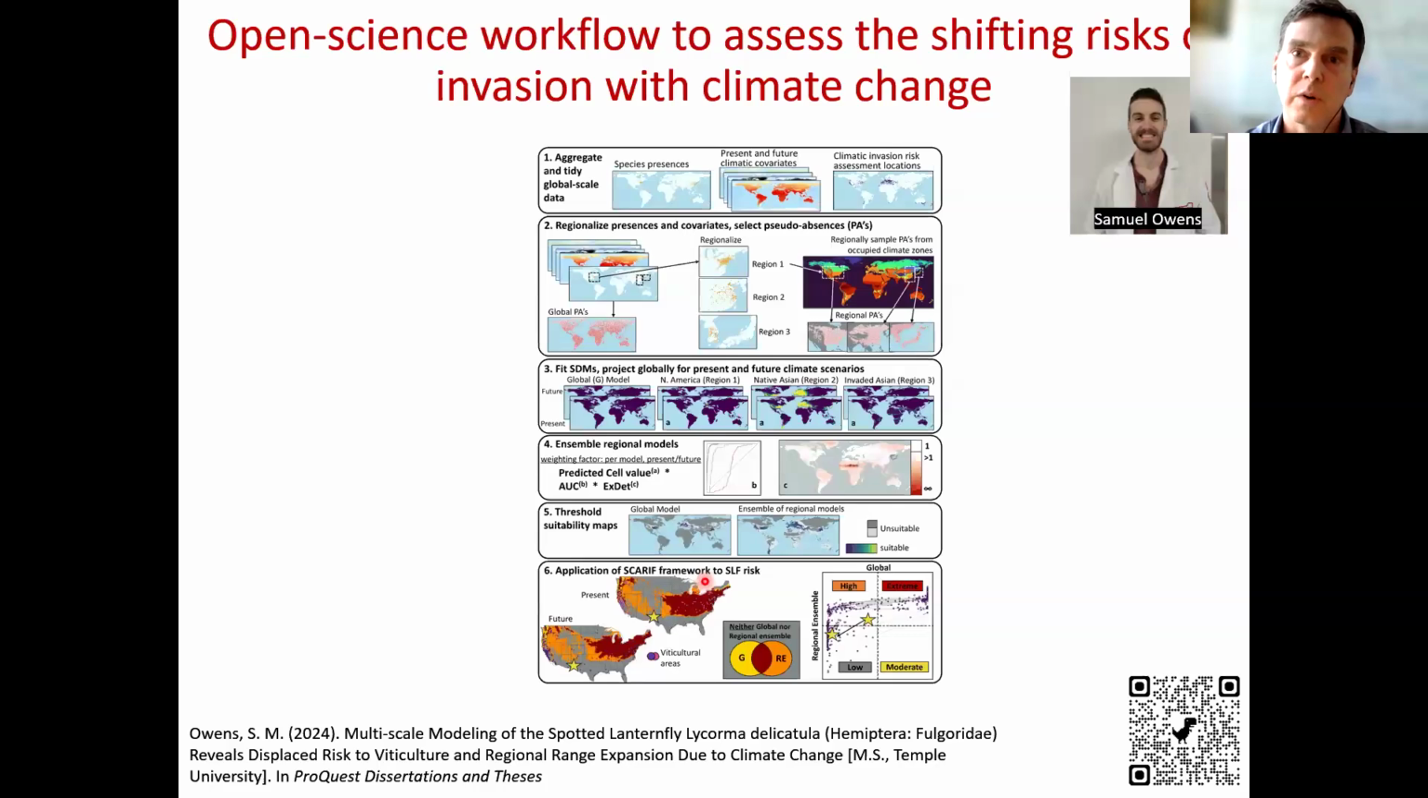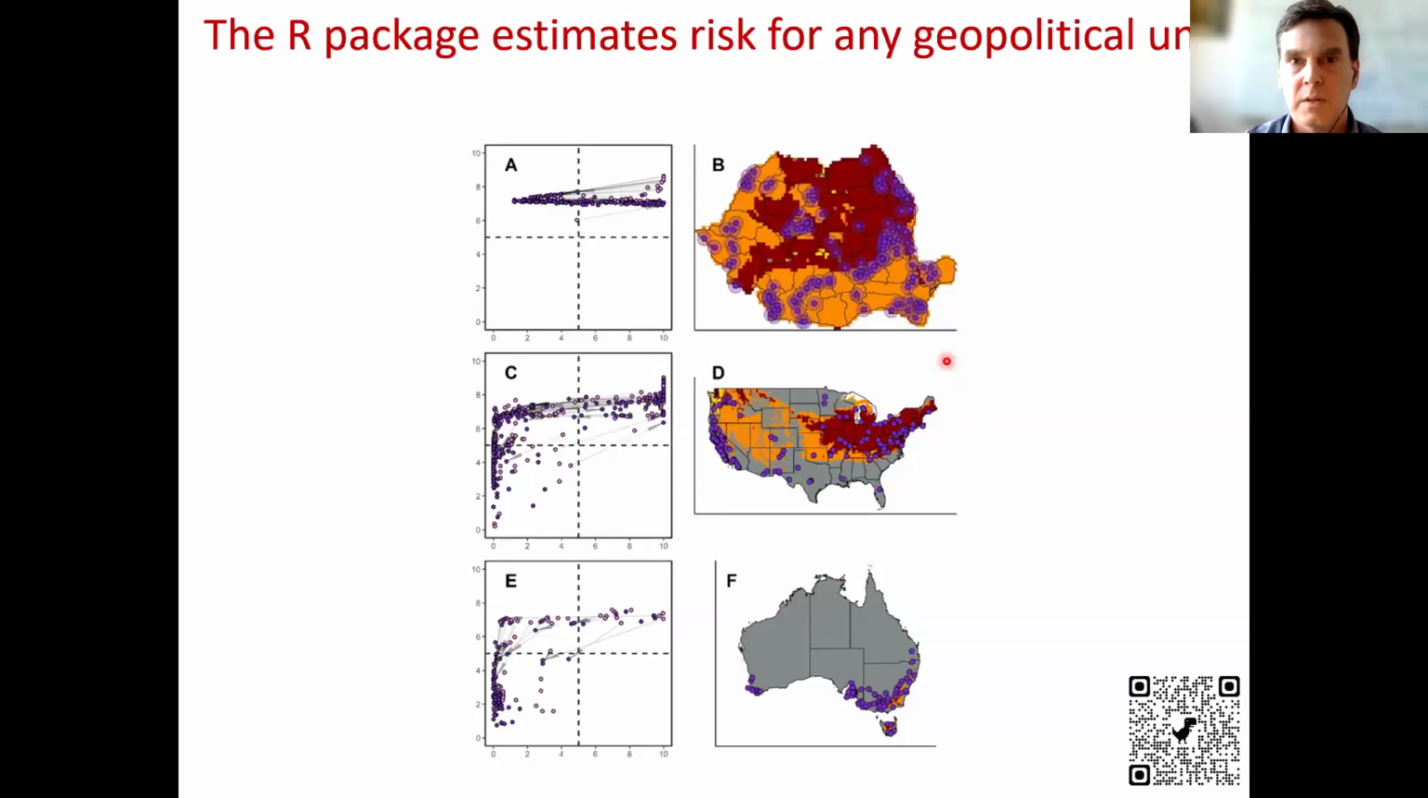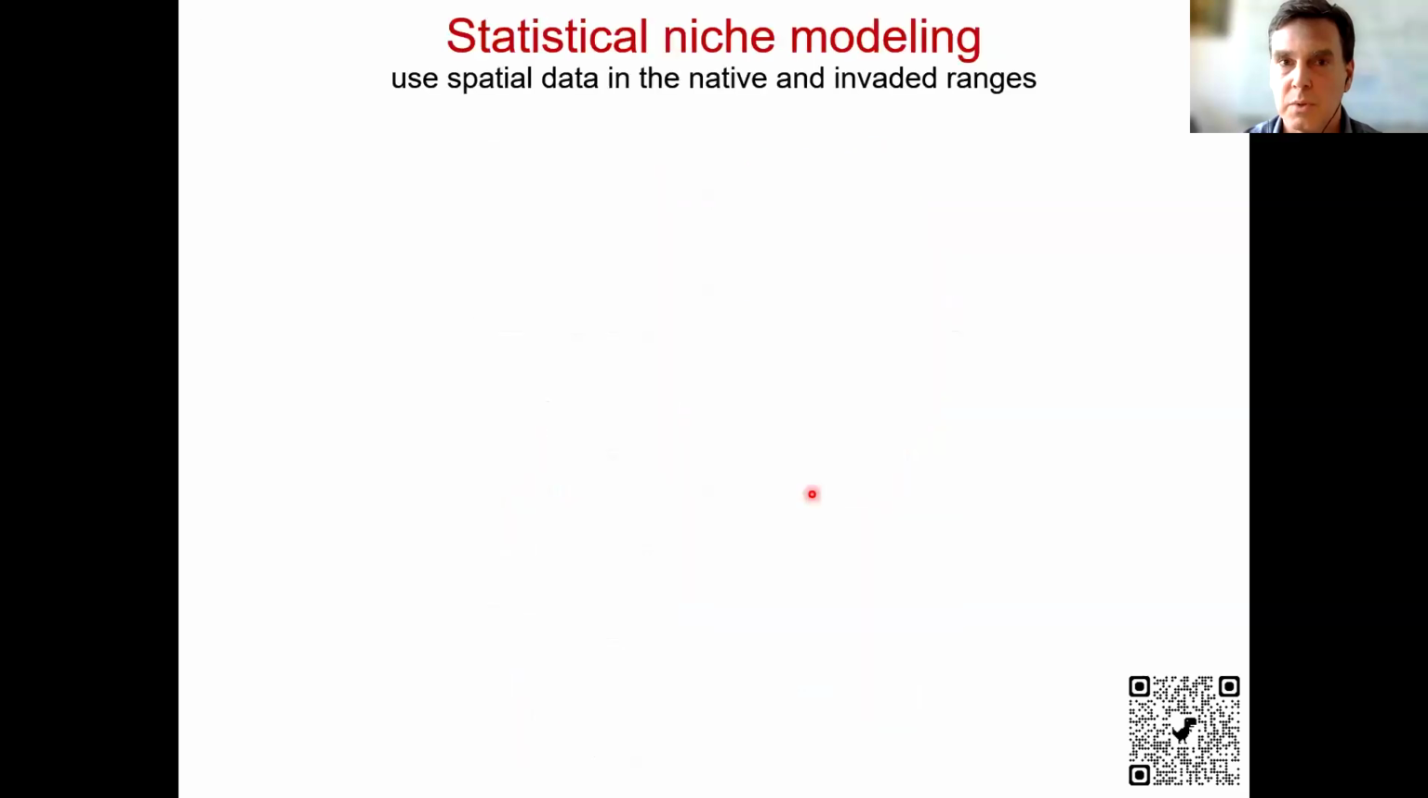So we developed an open science workflow that assessed the shifting risk of invasion with climate change. This link here will take you to an R package and research compendium that looks at all this. I'm not going to go through the entire thing, but I'm going to give you an overview of what we're doing. We've developed this R package and a whole publication as well, which looks at the shifting establishment potential of Lanternfly with climate change and correlates that with important viticultural regions for different nations, for any geopolitical unit. I'm just going to focus on the United States here and talk about the risk graphs and risk maps that this package will produce.